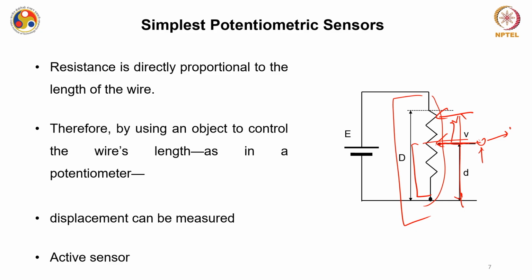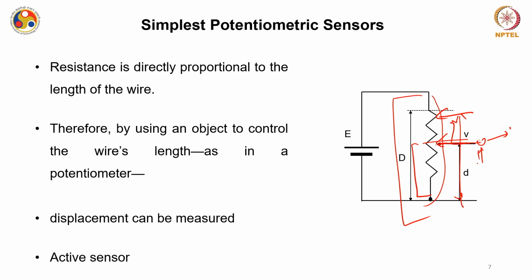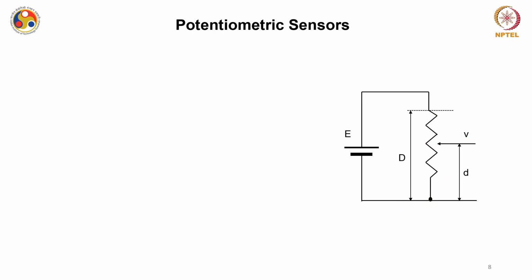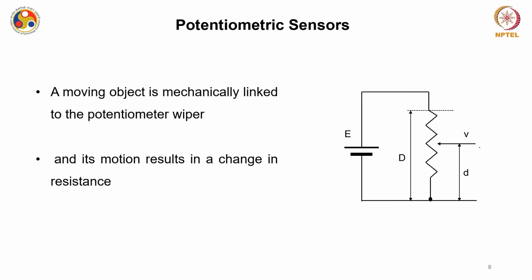Okay. So using an object to control the wire's length is important, and that is very similar to a potentiometer. Okay. So by measuring this movement, the displacement can be measured, and this kind of sensor is an active sensor. So you need a certain kind of biasing. Okay. So this moving object is mechanically linked to a potentiometer wiper like this. Okay. And its motion results in a change in the resistance.